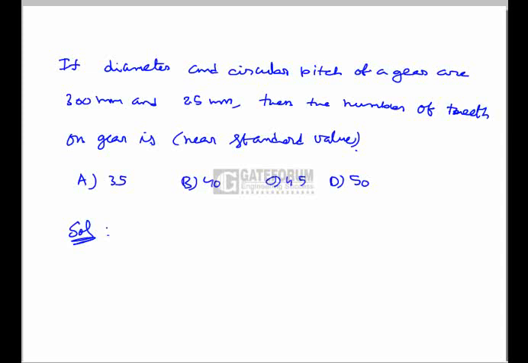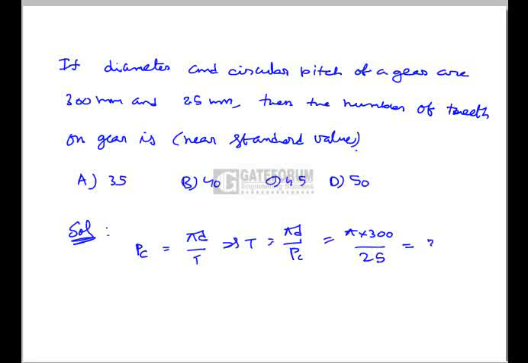The diameter and circular pitch of a gear are 300 mm and 25 mm. Then the number of teeth on the gear is, the options are 35, 40, 45 and 50. Here circular pitch is given by pi d by t, and t can be written as pi d by pc. Here the circular pitch is equal to 25 mm and the diameter of the gear is equal to 300 mm. So pi into 300 by 25 gives a value of 37.7. So nearly it is equal to 40. 40 is the right answer, and option B is the right answer.